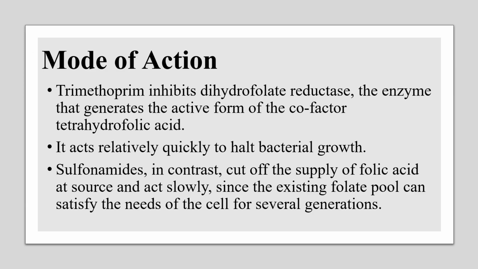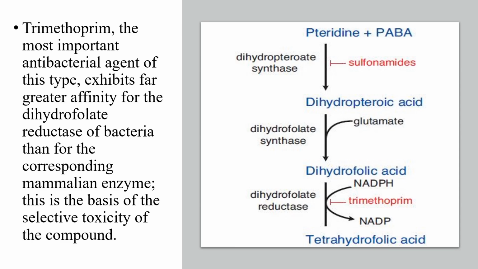Trimethoprim halts bacterial growth relatively quickly as compared to sulfonamides, which are slower. This is because sulfonamides act at the initial stages, and so the existing folic acid pool can satisfy the need for several generations.